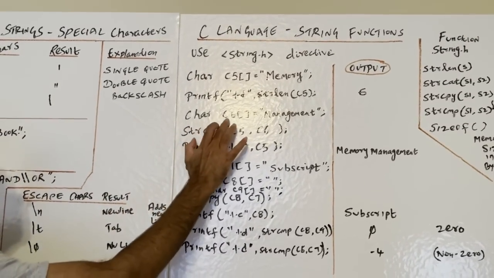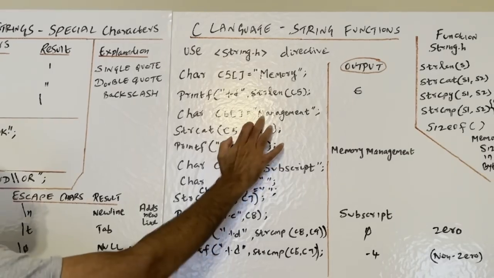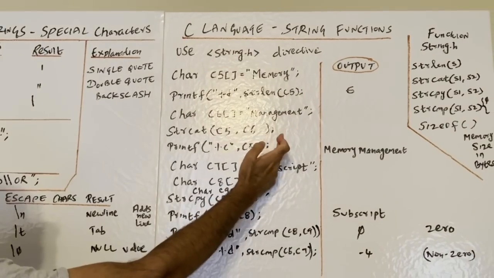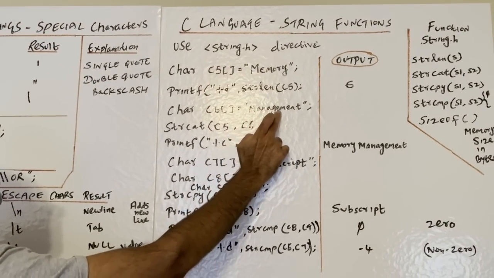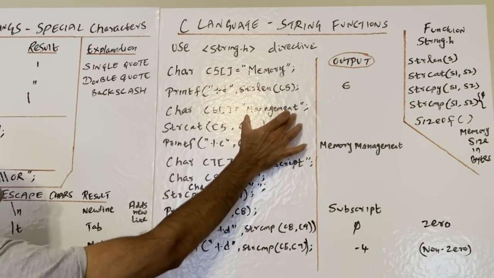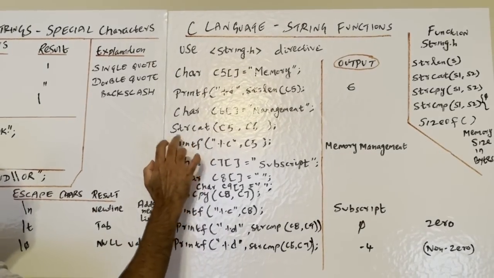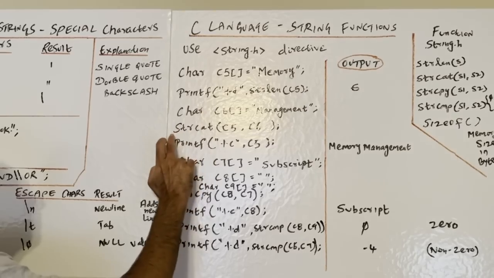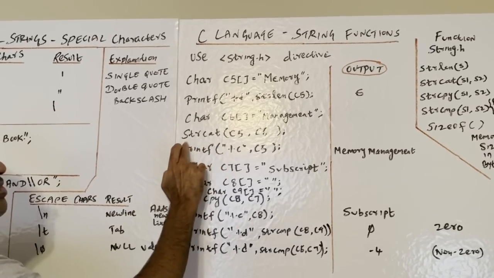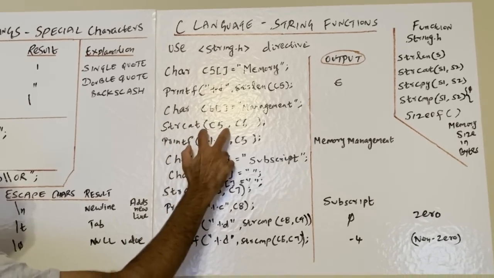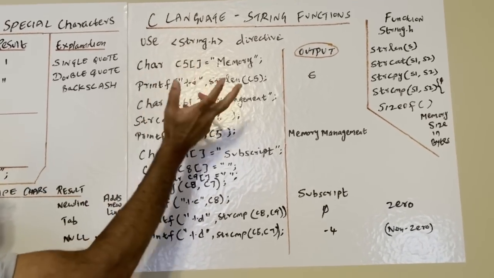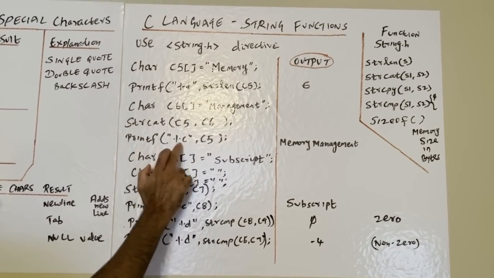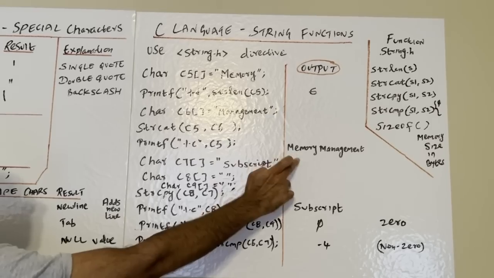Another example. C6 is another string array with the value management. How many values are there? What is the length of the string? 1, 2, 3, 4, 5, 6, 7, 8, 9, 10 characters. Okay. Previously we used the strlen function. So here, strcat. C language will go and find how to execute this in this file, what to do and how to do it. C5, C6. What is C5? I'm putting here printf %C5.